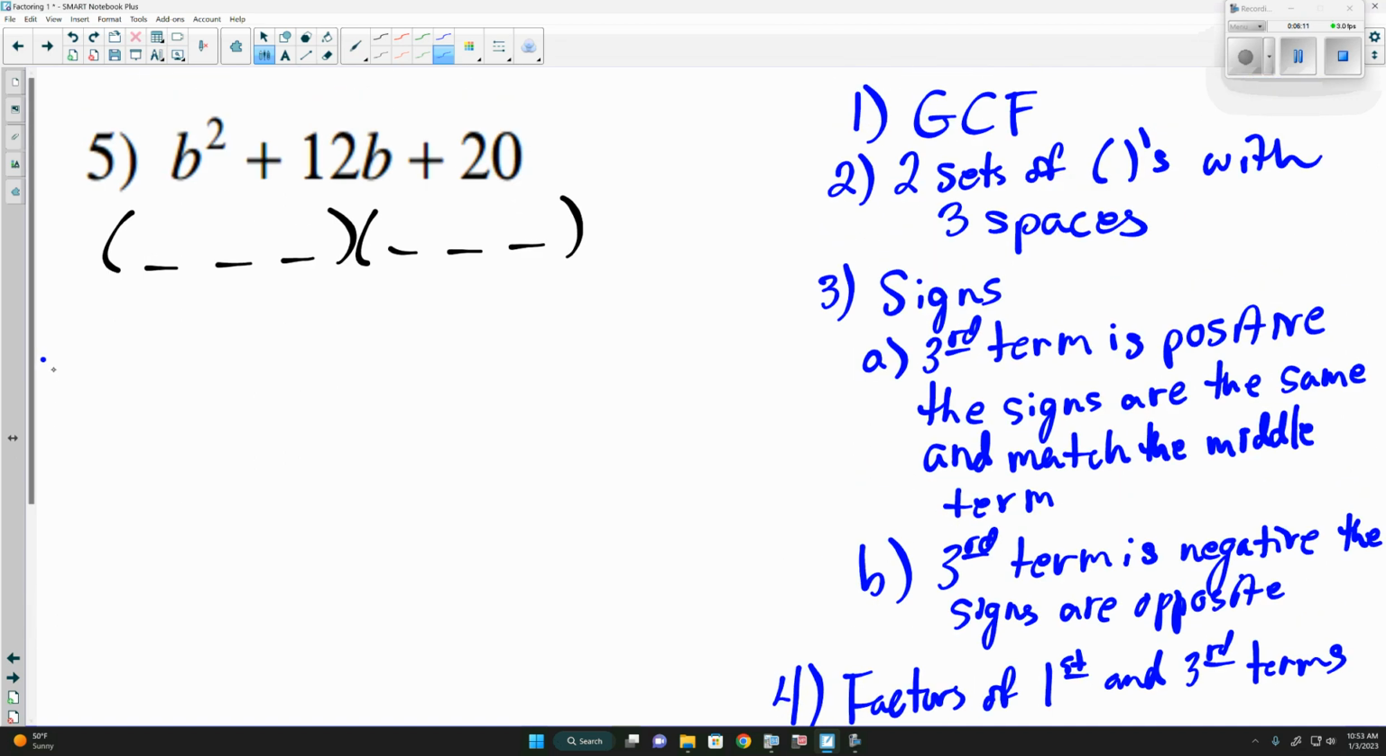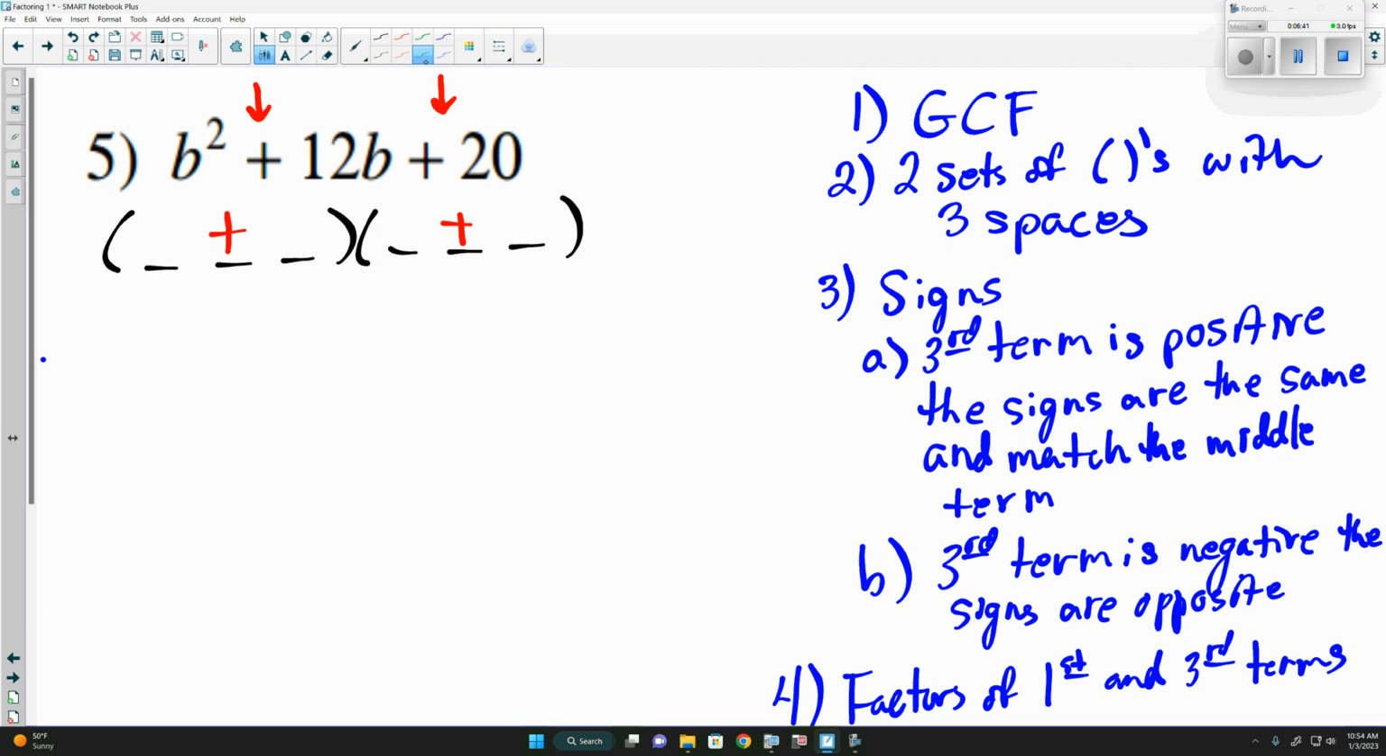Now if we look back at this problem here, we've gone through steps 1 and 2. We found that there was no greatest common factor. We did our 2 sets of parentheses with 3 spaces. So our next step is the signs. If we look at the sign of the third term, the sign is positive. If the sign is positive, the signs are the same and they match the sign of the middle term. Since it's positive, it matches the middle term, which is also positive. So we have plus and plus.